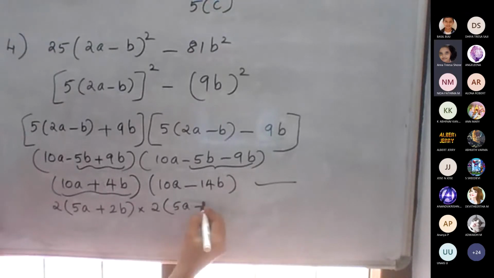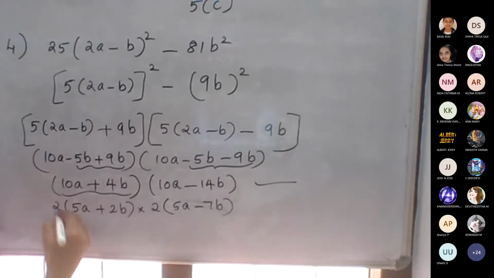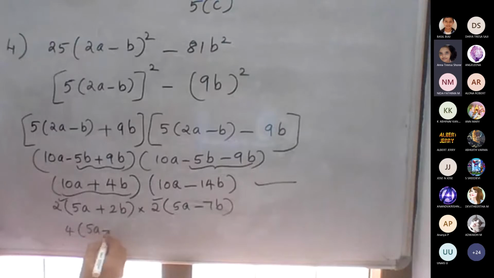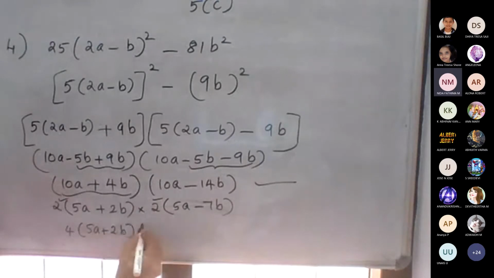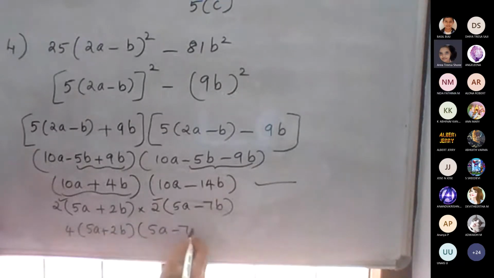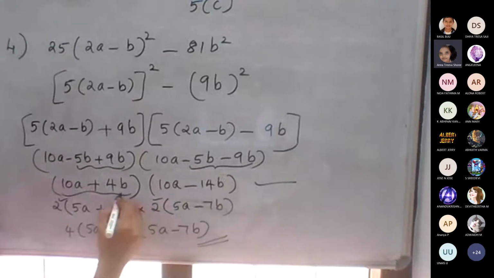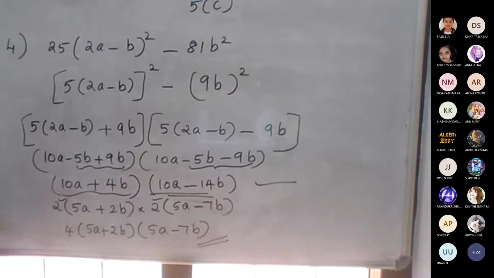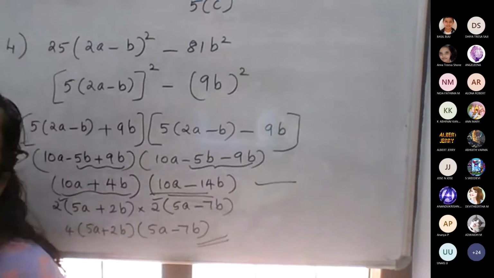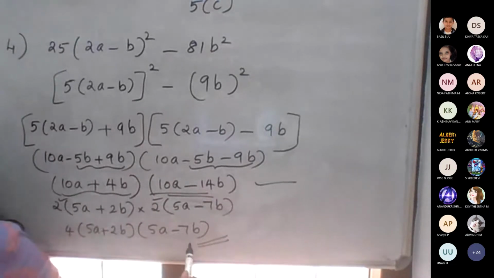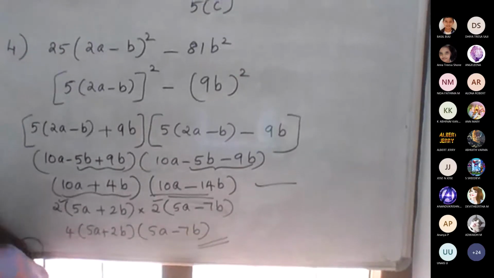5a minus 7b. So those numbers together you multiply: 2 into 2, 4. 4 into 5a plus 2b into 5a minus 7b. So this is the maximum simplification, if you can do it. Sometimes, if it is a multiple choice question, the answer may be in this form, and it will be difficult. So maximum simplification, if possible, do it.